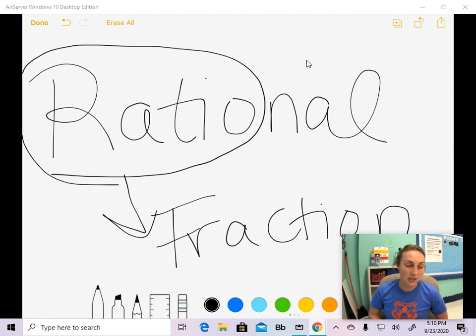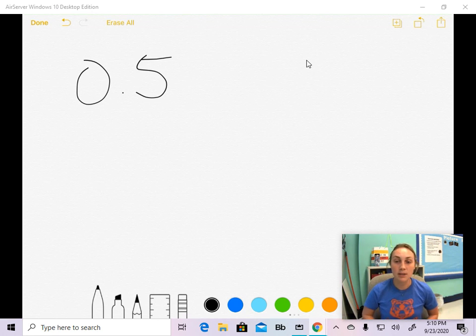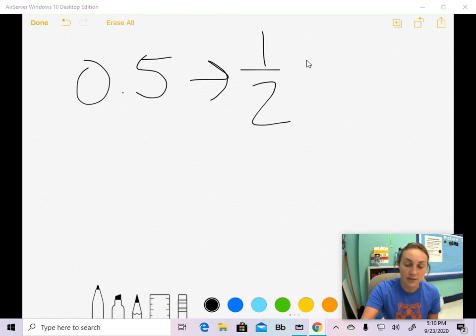So rational numbers include decimal numbers that can be terminated. So for example, 0.5 would be a rational number because, first off, you can turn this into a fraction. 5/10 is the same thing as 1/2. So you also know that it has to be a rational number in that way because you can turn this into a fraction.